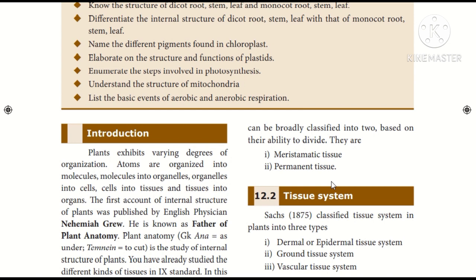Just for your reference, what is a meristematic tissue? It is a group of immature cells that are capable of undergoing cell division. You have also learned about the different types of meristem: apical meristem, intercalary meristem and lateral meristem. The second type is the permanent tissue. What is a permanent tissue? The tissues in which growth has stopped, either completely or for the time being, are called permanent tissue.